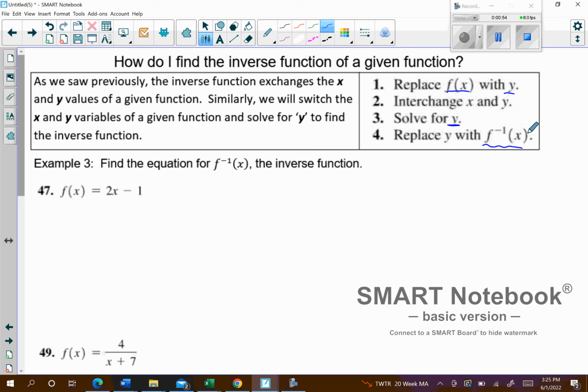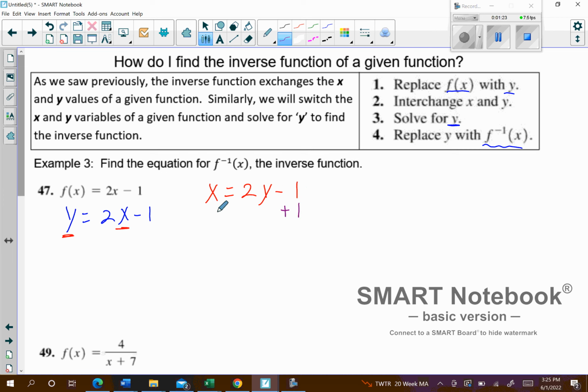So we're going to start with a pretty easy one here. So we have f of x equals 2x minus 1. So we're going to change that to y equals 2x minus 1. And then we're going to switch those. Okay. So now we're going to have x equals 2y minus 1. And now all we have to do is solve for y, and that is our inverse function.